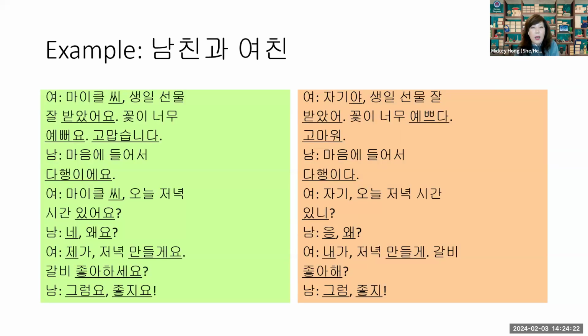Okay, let's look at these two couples, you guys. On the green box, let's see this couple. It's two different couples, or maybe the same couple sometime later, on the right. But let's look at this exchange between the first couple on the left, green box.